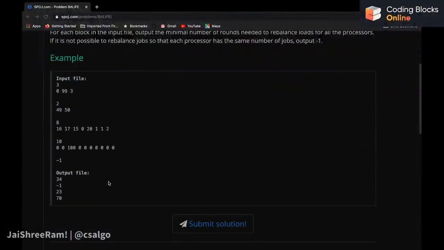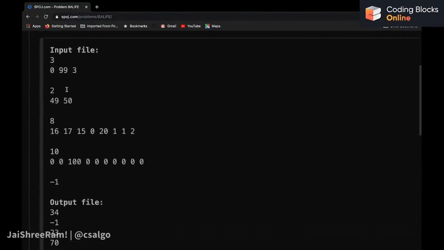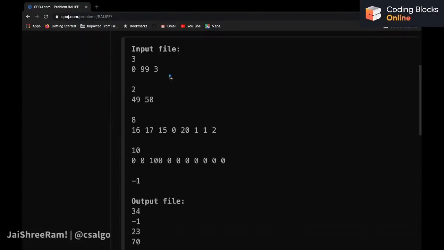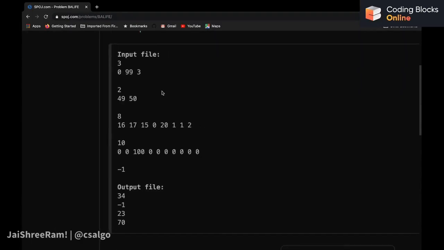Okay, let's see the first example. So in the first example, you are given there are three processors. The first one has a job 0.